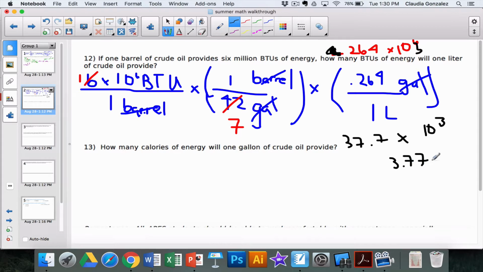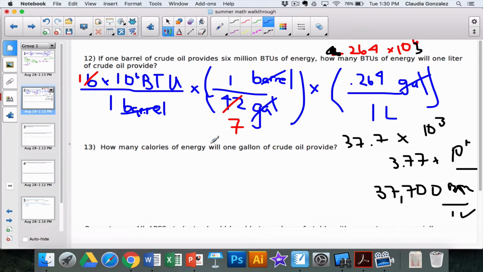Oh gosh, this is really slow to write. Don't forget to actually write down the unit. Or you can write the full number, which would be 37,000, approximately 37,700 BTUs in 1 liter. Okay? Hopefully I wasn't too fast there.